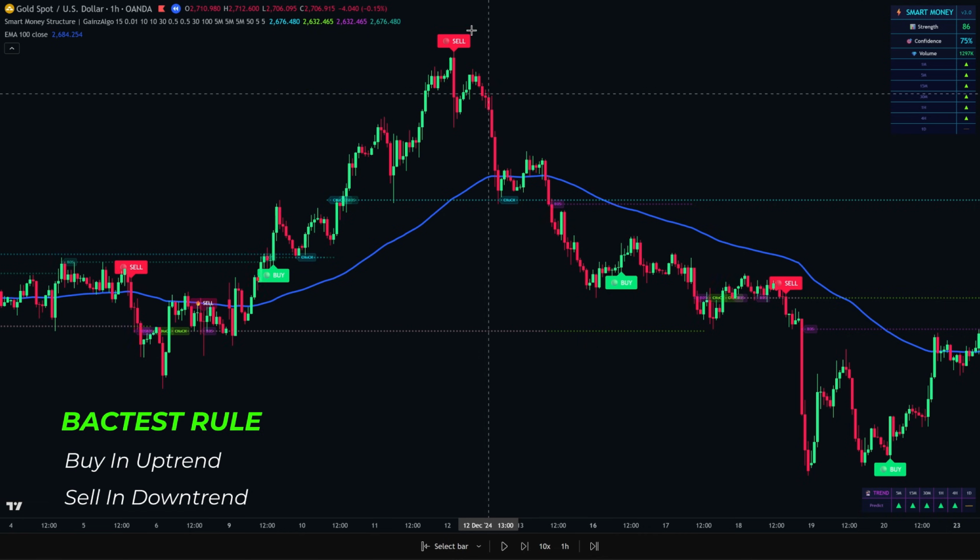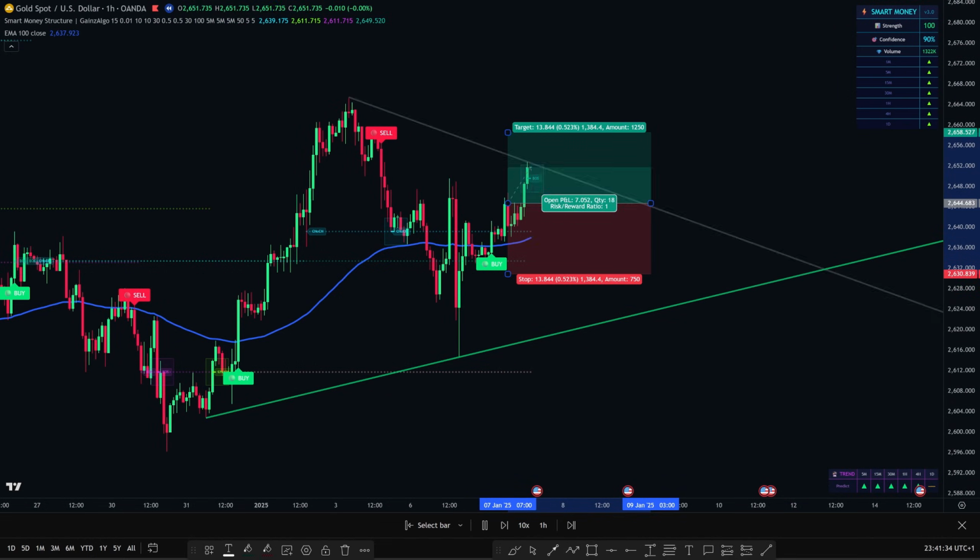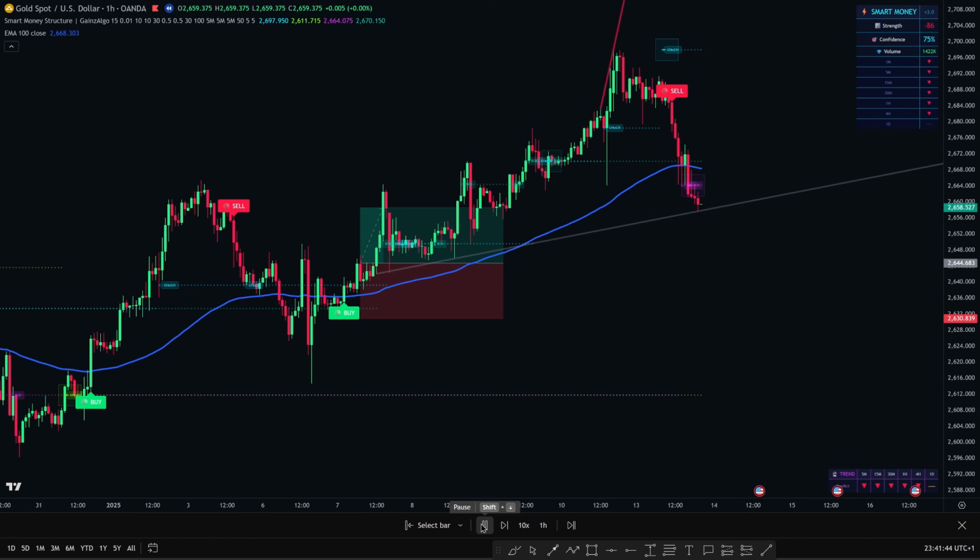So, sell signals like this one above the moving average will be skipped. Buy signals like this one above the moving average will be taken. Buy signals below the moving average will be ignored, while sell signals below the moving average will be taken. With these rules in place, let's begin the backtest and see how this approach performs.